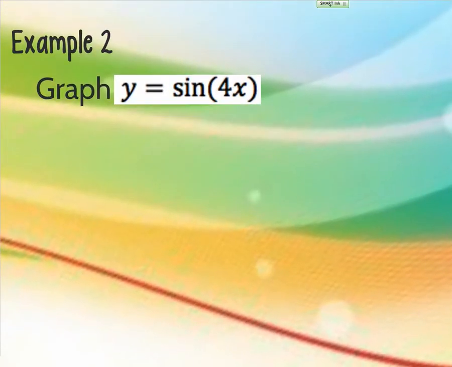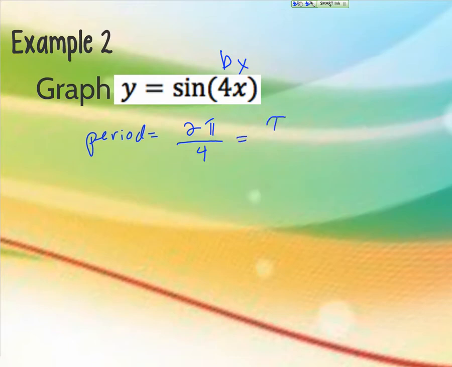So I used 4 again so you can see how that changes it. So it'll change the period. So our period is 2 pi over b. Well, b is 4. So I've got 2 pi divided by 4, which reduces to pi over 2. So the whole cycle happens between 0 and pi over 2.